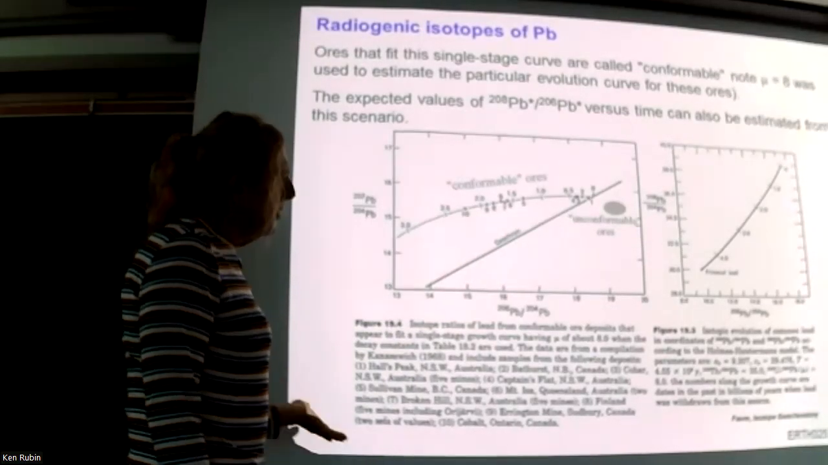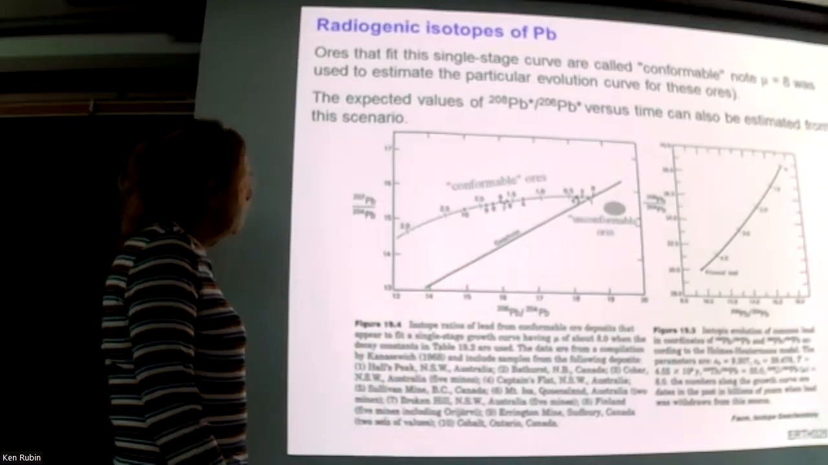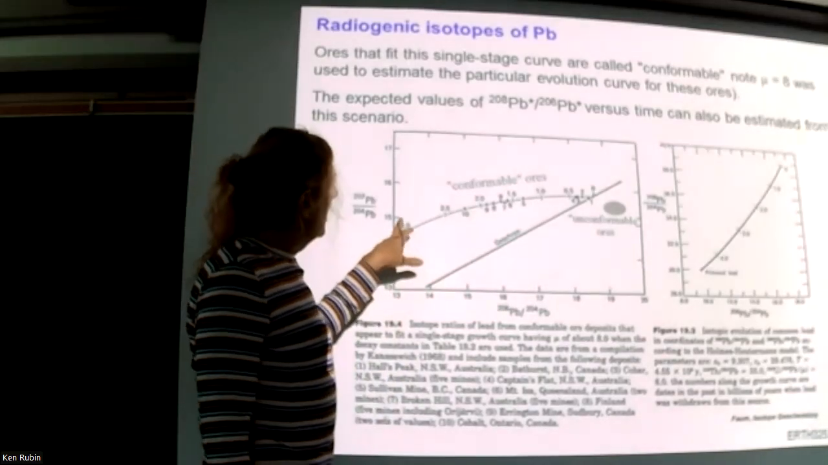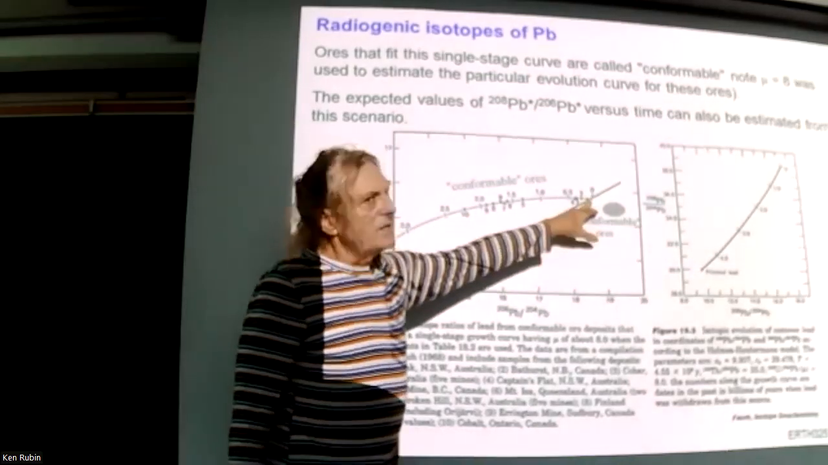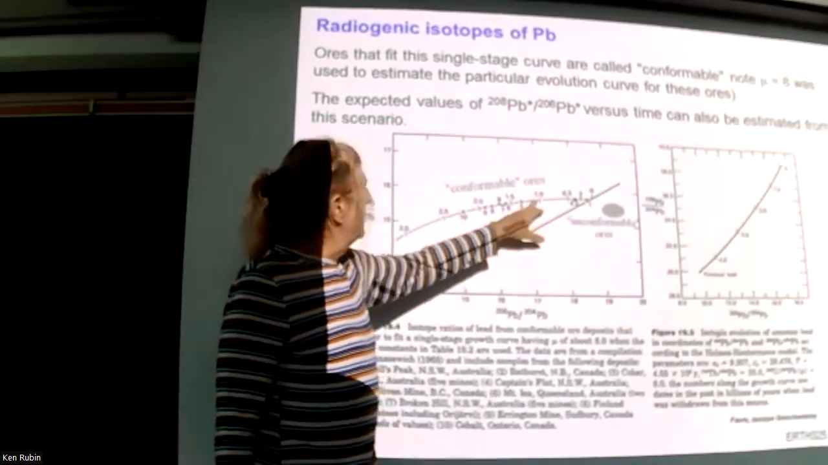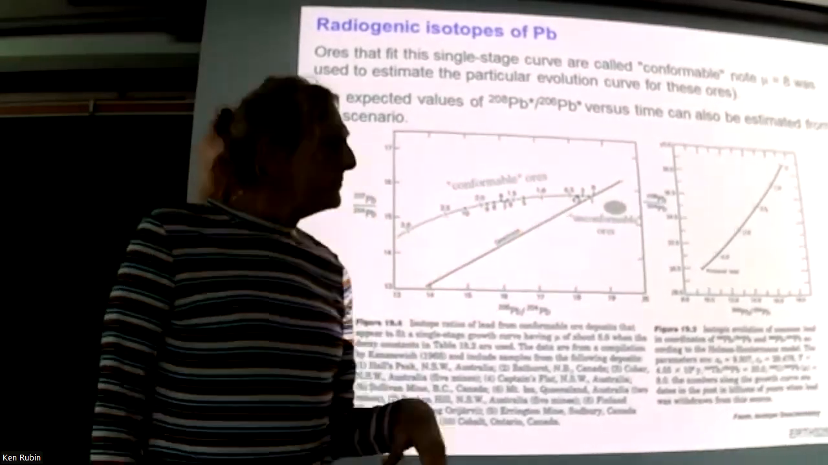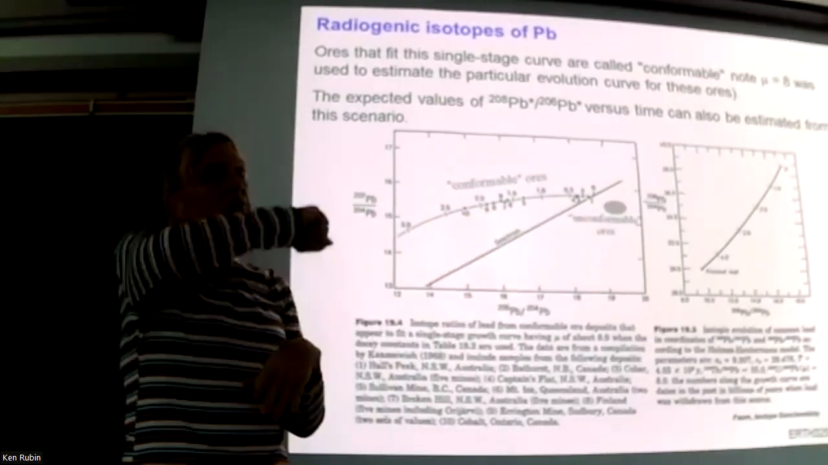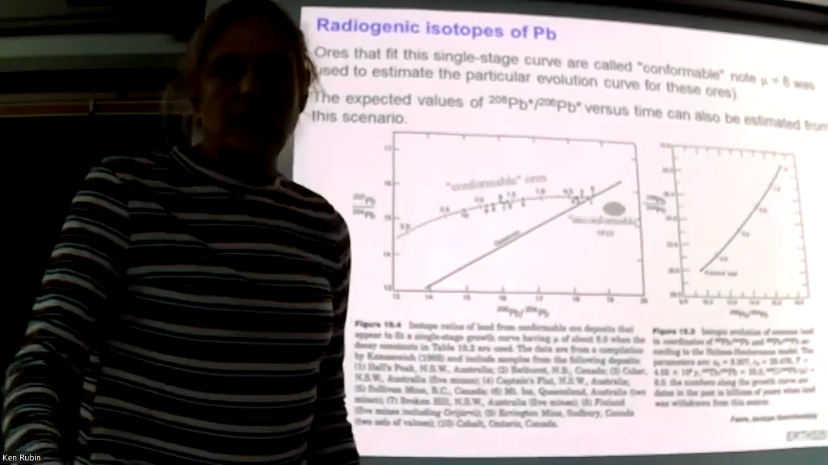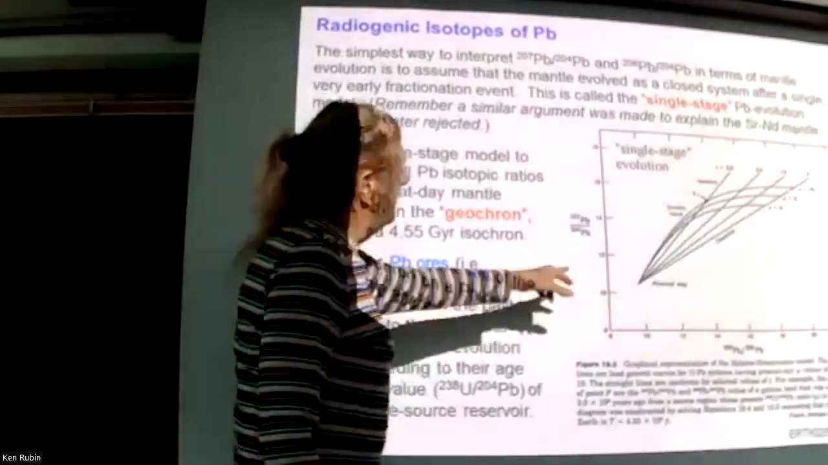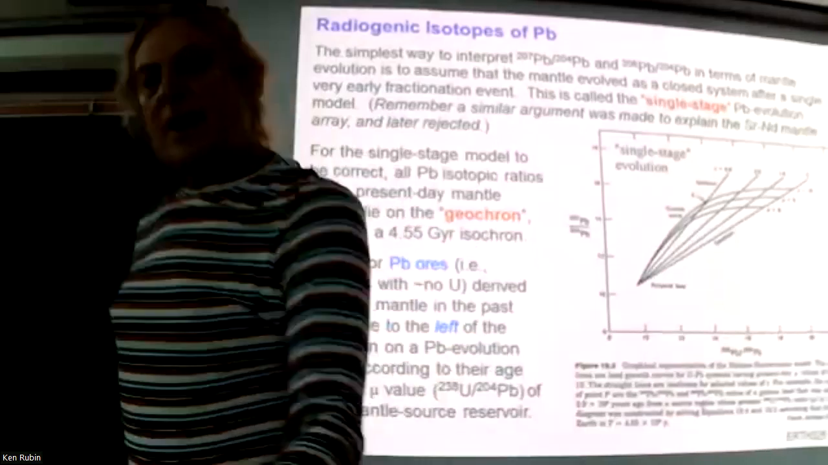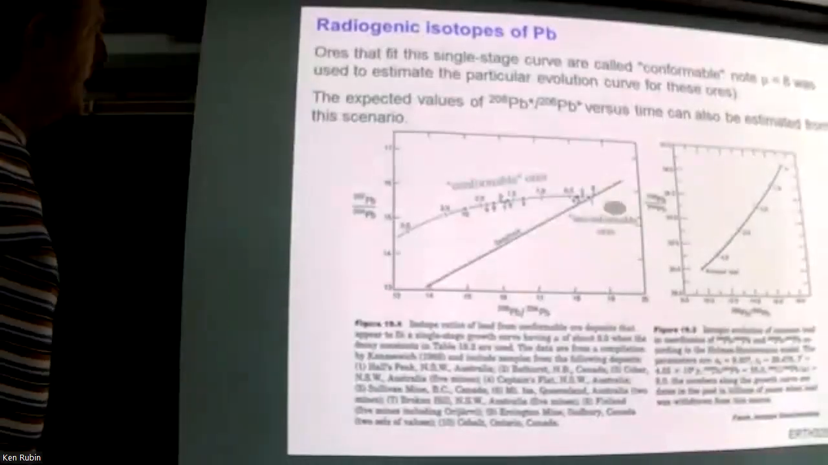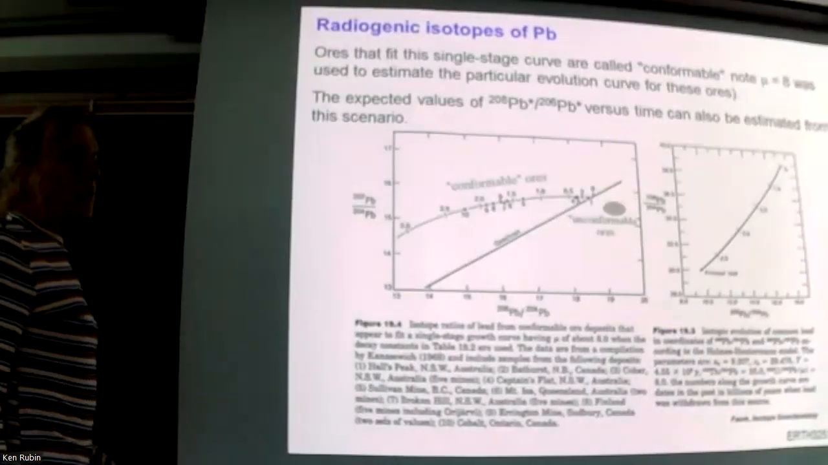These are lead ores taken from the continental crust at different times. These are the isochrons, meaning the present, 500 million years ago, 1 billion years ago, going back to 3 billion years. These all sit on a single uranium-lead ingrowth parabola, one of these mu lines. And they all sit to the left of the geochron, so we call them conformable ores.